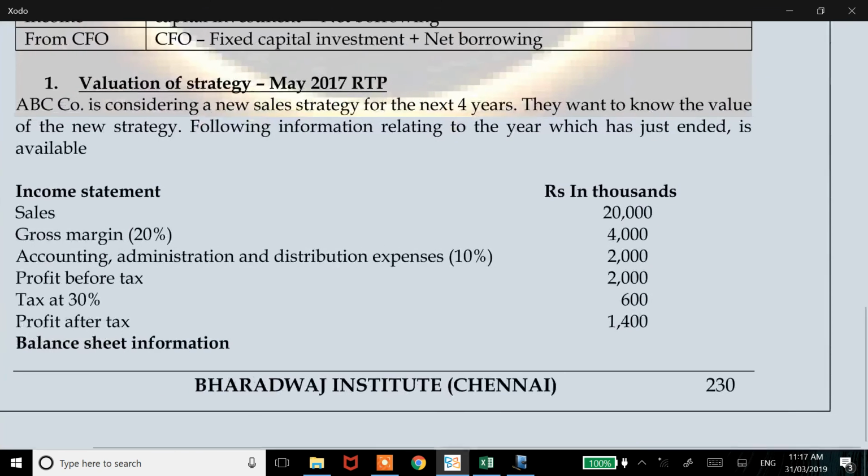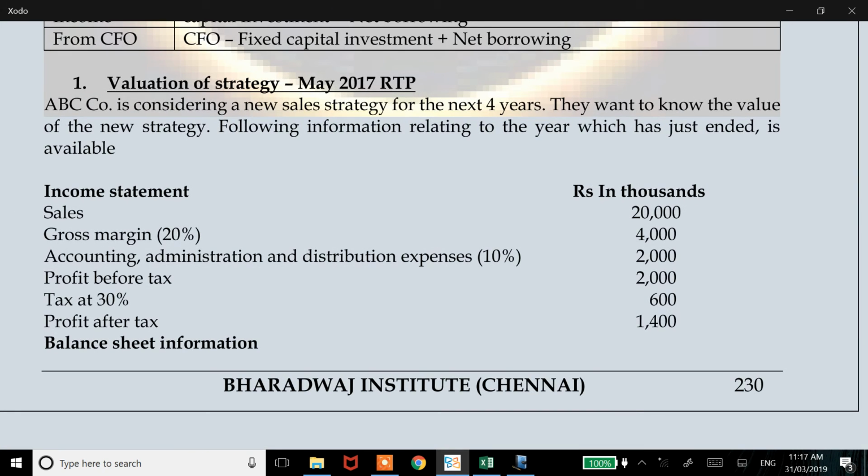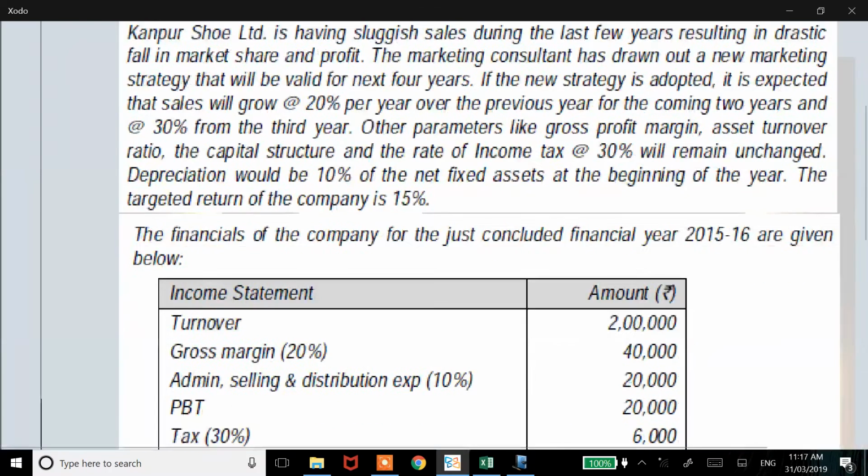Let's do question number 1 itself. Go through question 1.